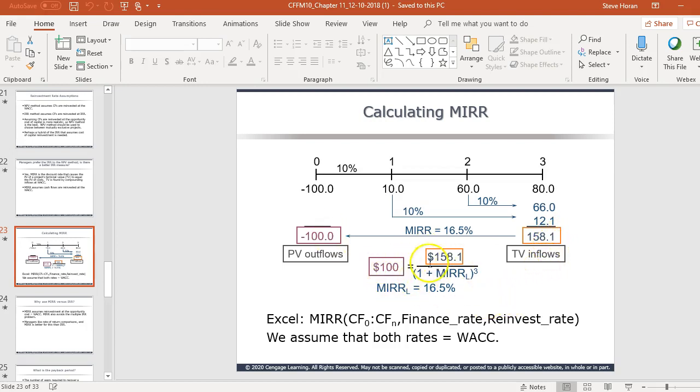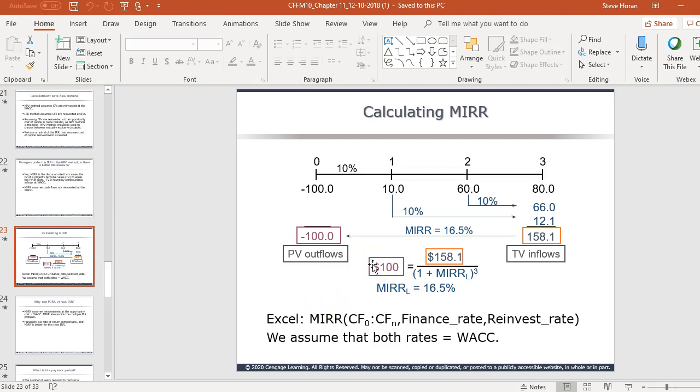So then I do this calculation down here. $100 today equals the terminal value of 158.1 divided by 1 plus the MIRR. In this example, it's a 3-year project, so I have the 3 right here. That gets me to 16.5. Okay, so that's the visual of how this works, and of course I'm going to have you do this in Excel, where there is a handy-dandy MIRR formula that we can just plug into and use, and this will happen for us pretty easily based on that formula. So just keep that in mind too. That will help us significantly.